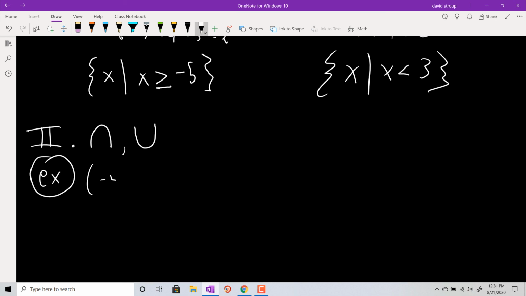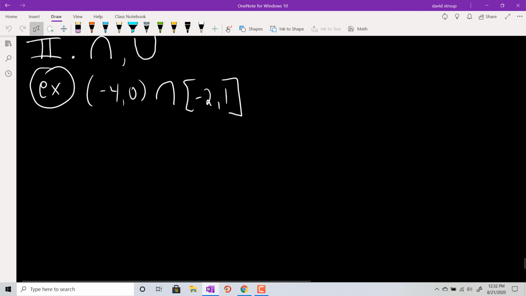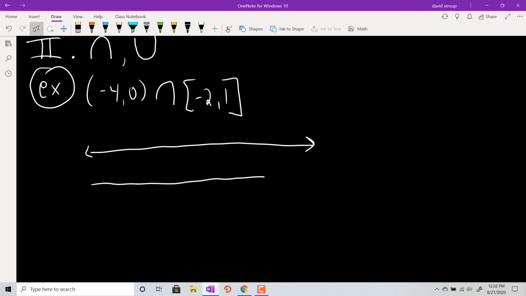Okay, so let's say -4 to 0 intersected with -2 to 1. So the intersection just means you're taking all the elements that are in both sets, okay, that are in both intervals. And one way you can approach this is to kind of do a number line for each interval. It's kind of time consuming, but it gets the job done.